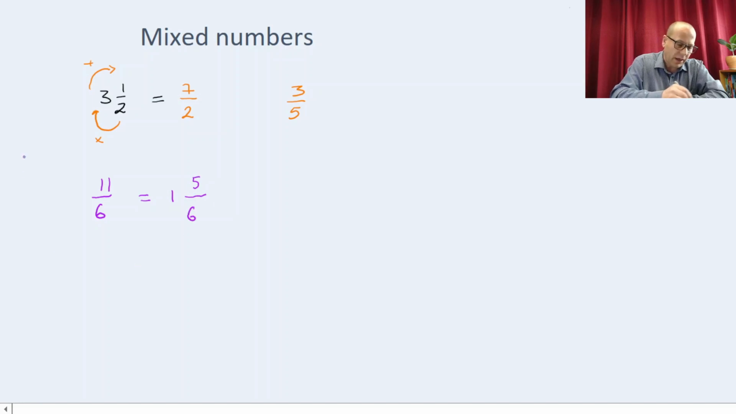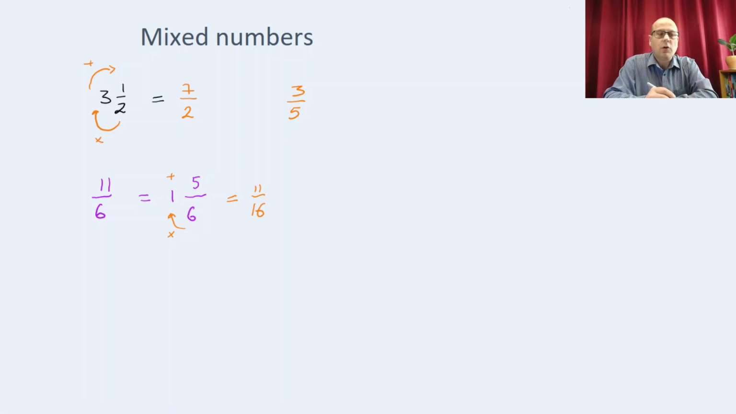If we go back here, you will notice that I can multiply by multiplying here and add in there. So that will be the same. 6 times 1, 6. Add 5 is 11 over 6. It's exactly where I started from. Let's take some examples on this.